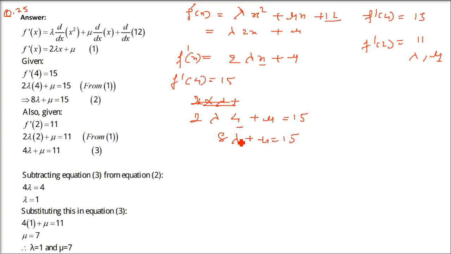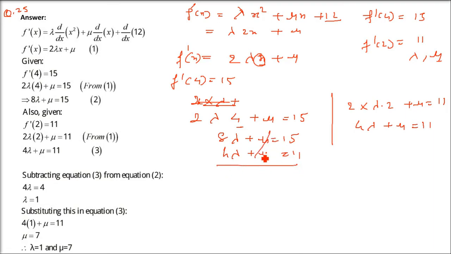Coming to the second equation. The second equation is saying f'(2) equals 11. So when you put x as 2, 2 into λ into 2 plus μ equals 11. So this is 4λ + μ = 11. Now just subtract it. 8λ minus 4λ is 4λ, and 15 minus 11 is 4. So λ becomes 4 by 4, that is 1. Now put it in any of the equations which we just found. μ will be 7.